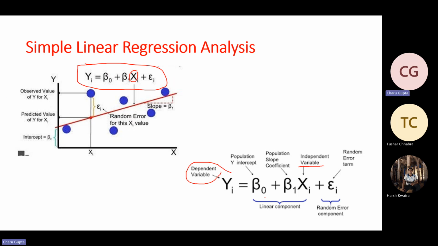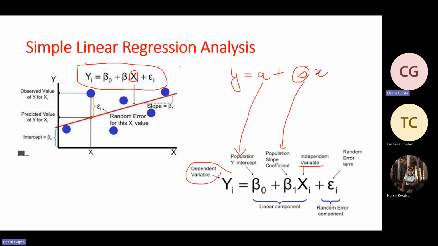This beta 1 and beta naught are the population coefficients. Beta 1 shows me the slope, how tilted the line is, and beta naught is the intercept of y. In simple terms, I can say it is of this form: y equals a plus bx. This b is the slope, and a is the intercept, the difference from where the line starts on the y axis.